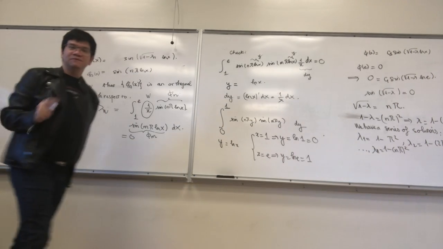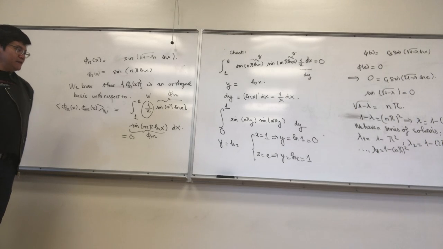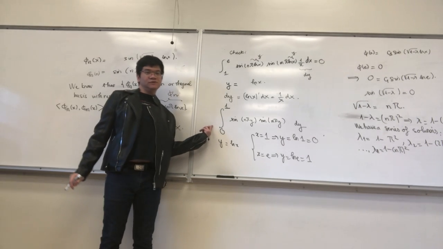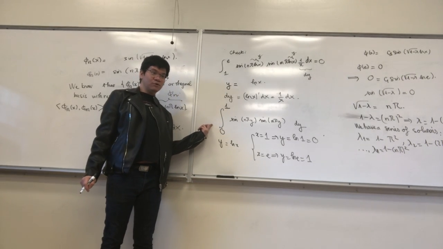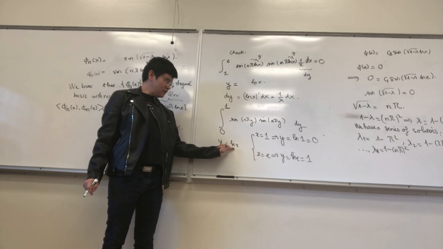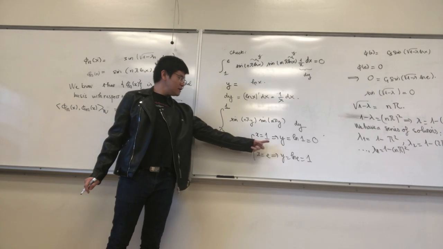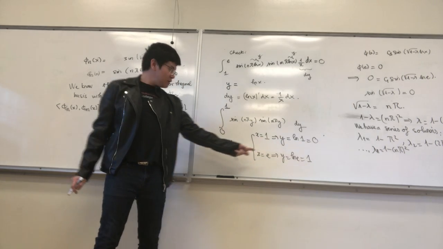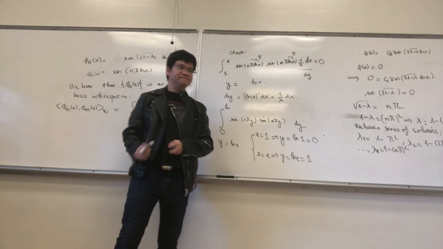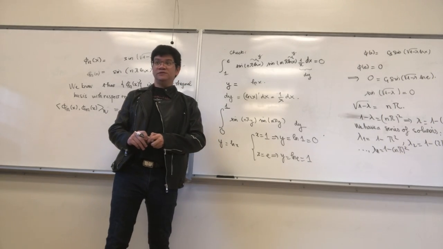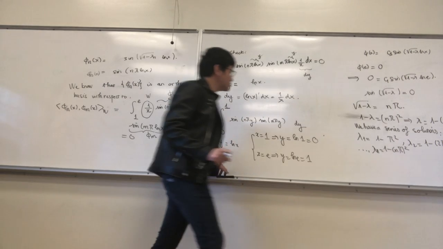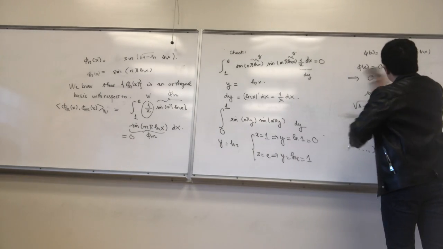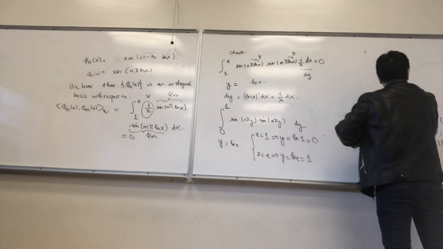Then you say the vector pick of this. Right? So the two boundaries will be 0 and 1 because y is log x, which means that when x is 1, y will be 0, and when x is e, y will be 1. Right? Questions? Now I want to show that this is 0.